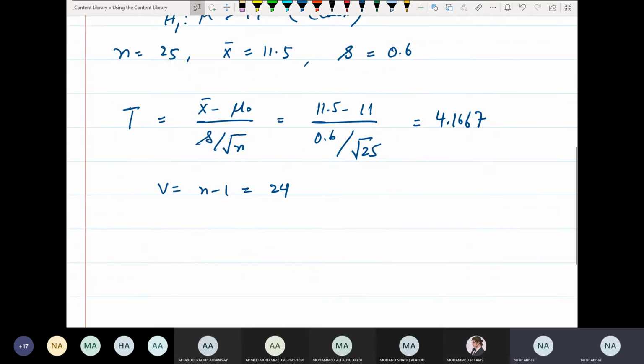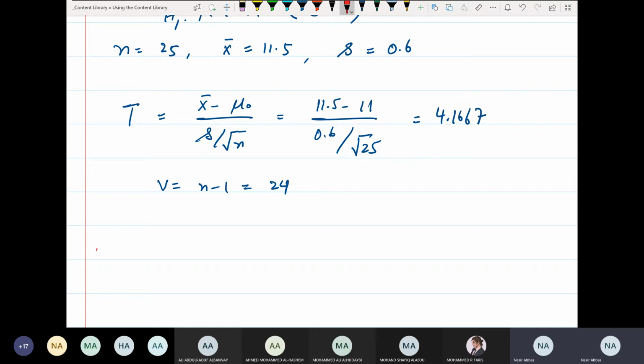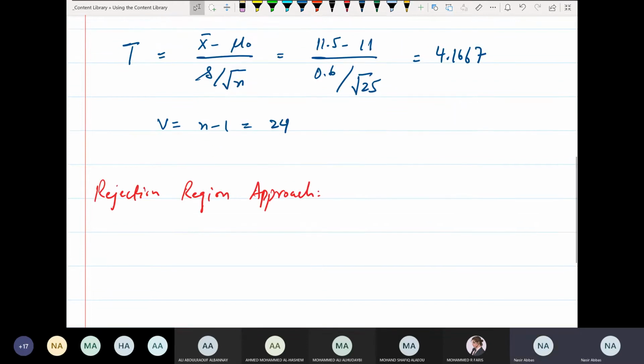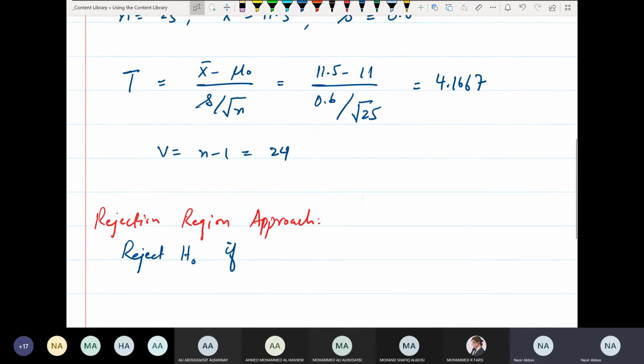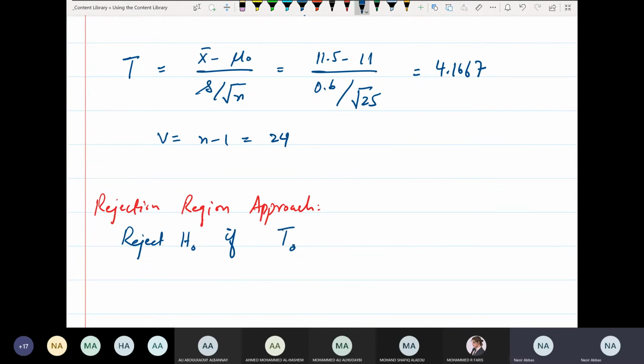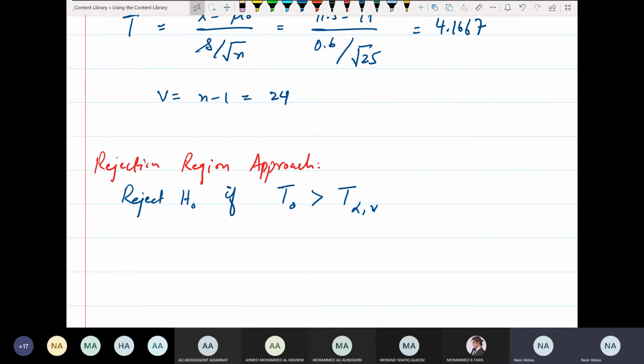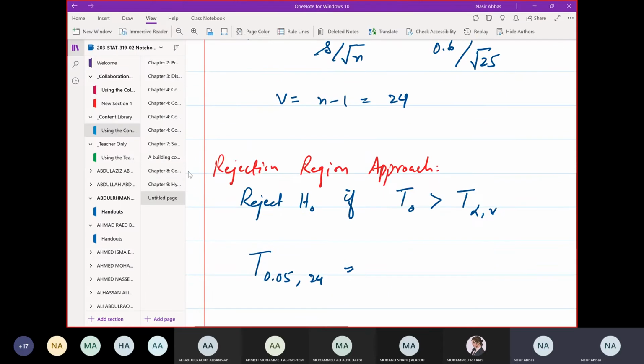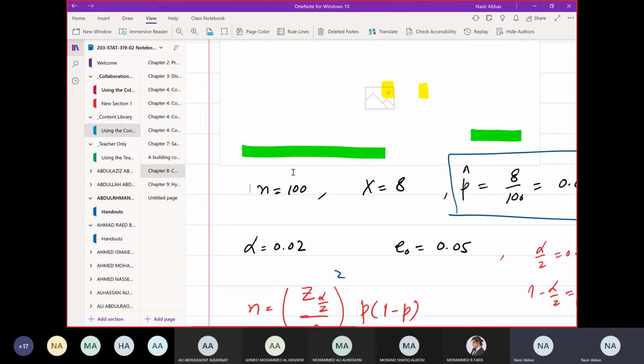Now, if you look at the rejection region approach, the approach goes as follows. You will reject H0 if, look at H1, H1 is greater than, so your rejection region will also be greater than. If T0 is greater than T alpha with V degrees of freedom. And for your critical value T alpha, your T 0.05 with 24 degrees of freedom, you will go to the T table. And I believe we have the T table somewhere in this chapter 8.